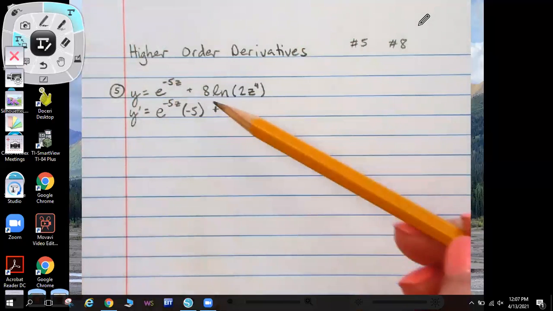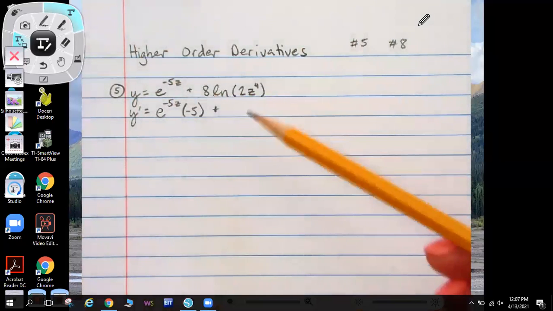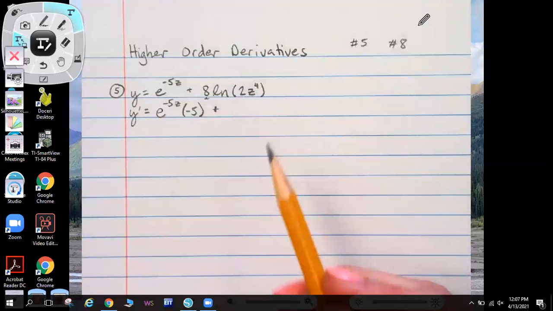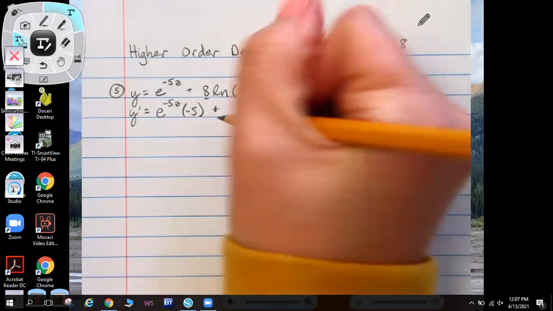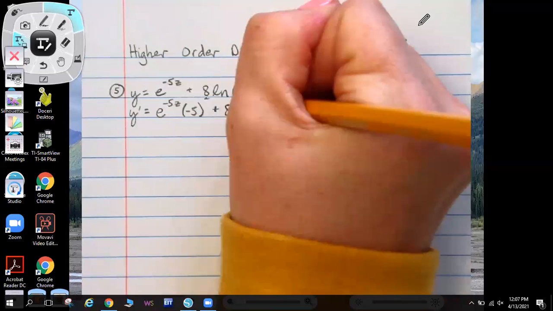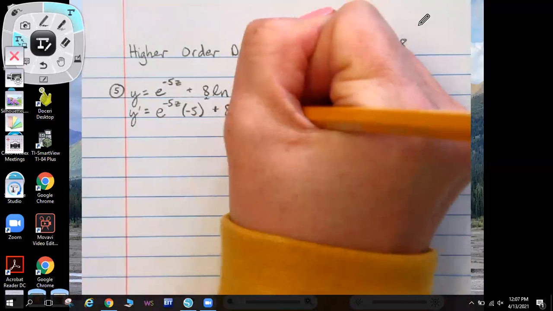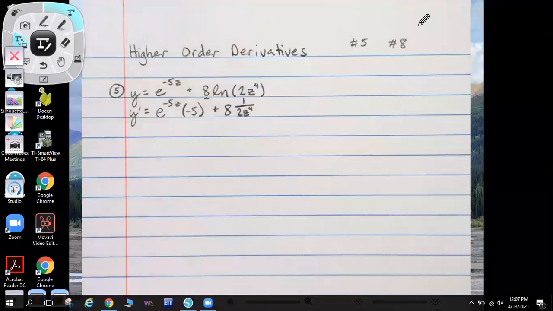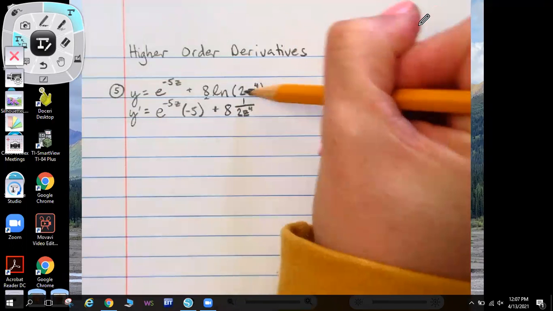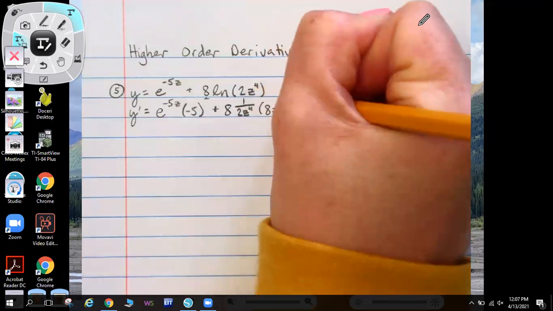Plus the derivative of 8 times the natural log of 2z to the 4th. Because this is just a number, it's not an actual function, that can just stay. So the 8 just comes down. And then the derivative of natural log is 1 over whatever you're taking the natural log of. So 1 over 2z to the 4th. But then using the chain rule, we also have to multiply by the derivative of 2z to the 4th, which is 8z cubed.